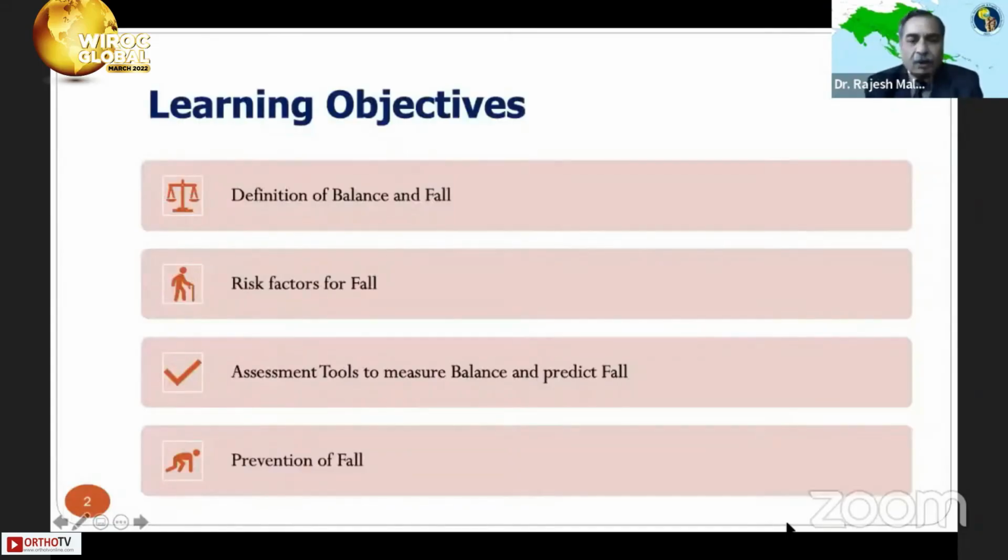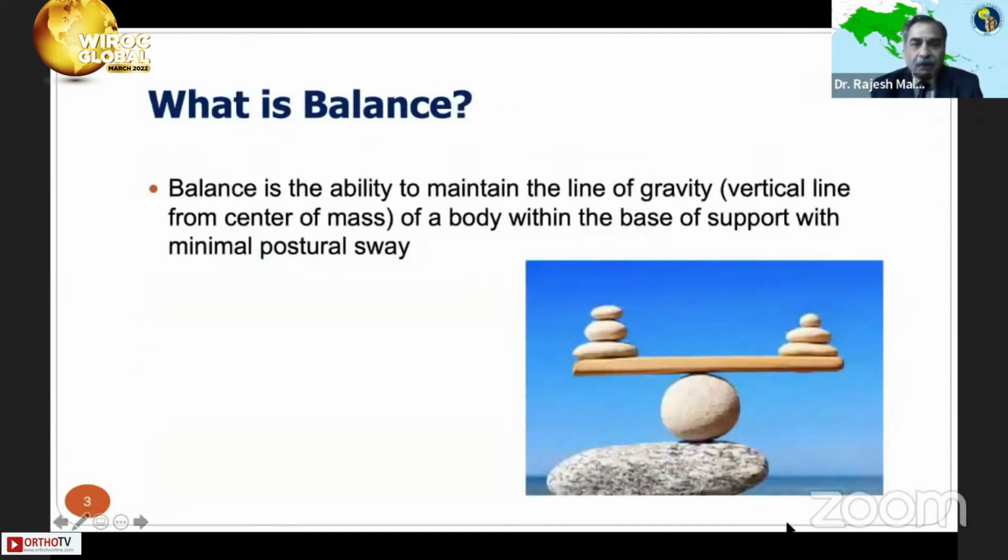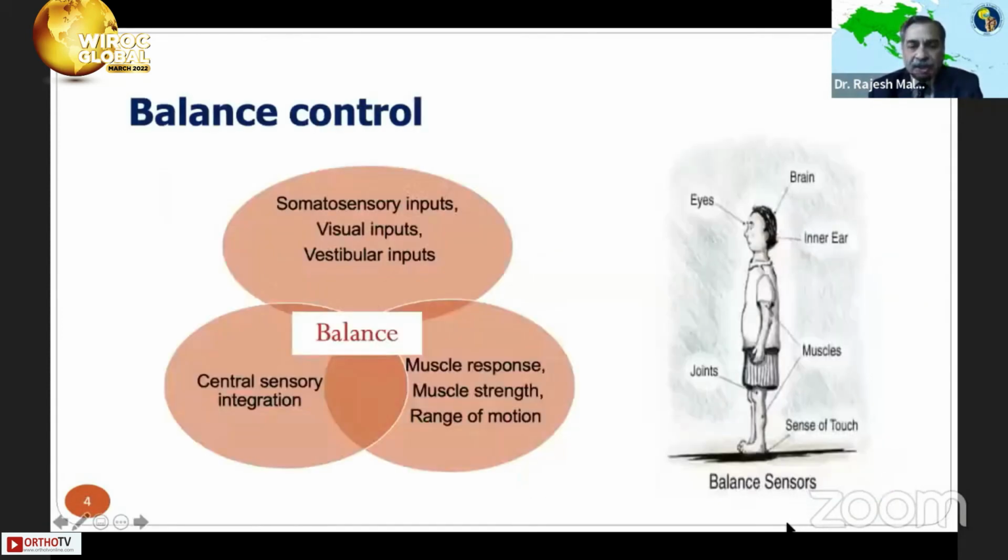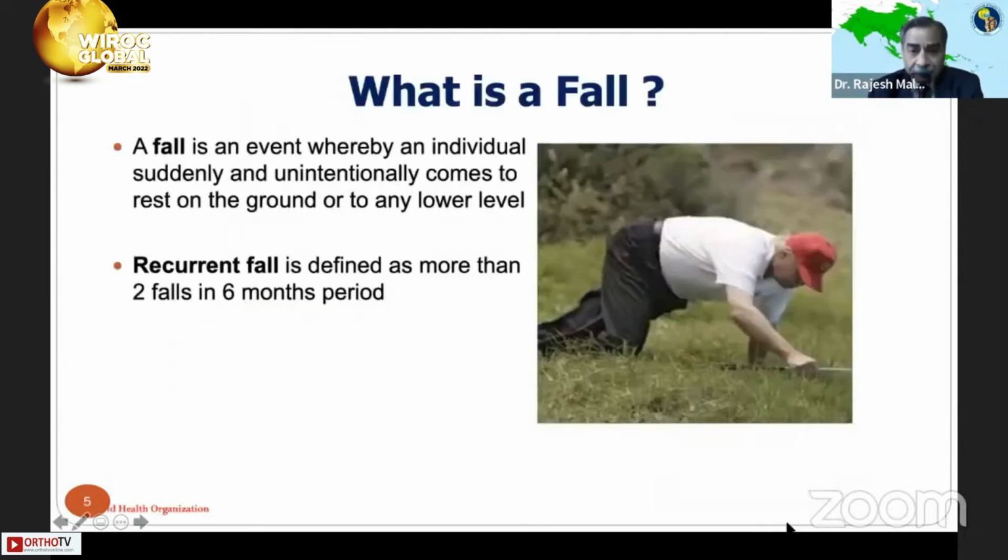What I'm going to talk about is the definition of balance and fall, the risk factors for fall, assessment tools to measure balance and predict fall, and prevention of fall. We know that balance is the ability to maintain the line of gravity of the body within the base of support with minimum postural sway. And it is controlled by somatosensory inputs, visual inputs, vestibular inputs, which are then integrated centrally. And then there is muscle response, muscle strength, and range of motion.